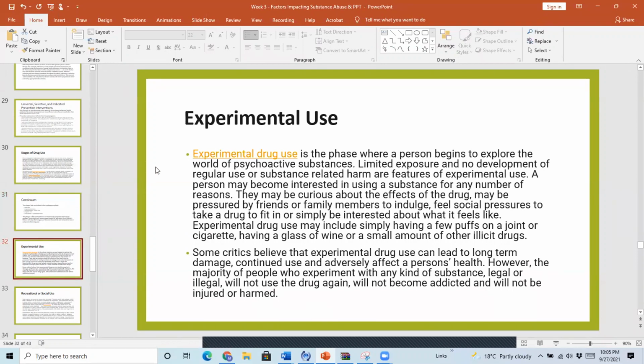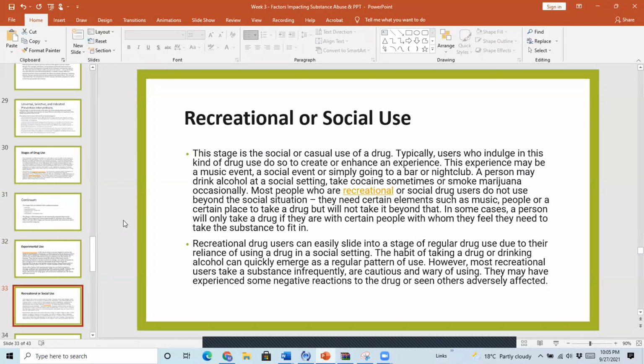Experimental use, as I said before, is where you're exploring, you're testing it out, you're trying to see what this is all about. It basically stems from pretty much natural curiosity. Recreational is where, like I said, you're using when you go out with your friends, at social events, going out. I mean, with COVID, we're not really going out much, but nonetheless, this is where you would probably partake as a recreational user.